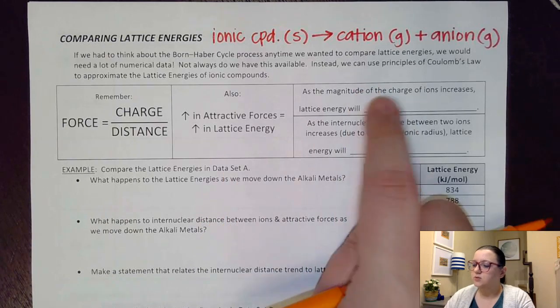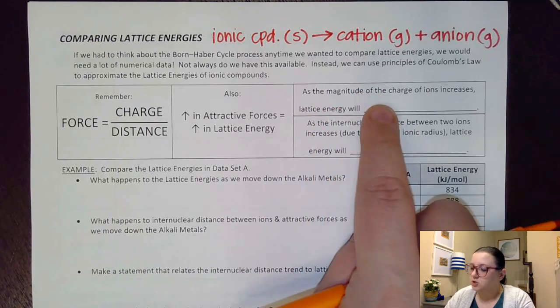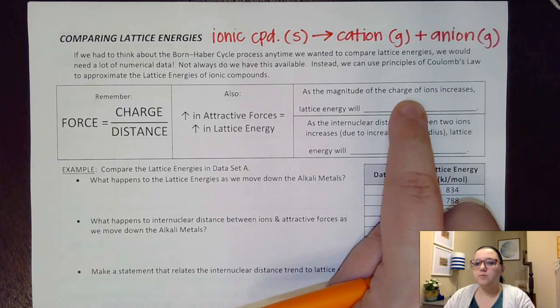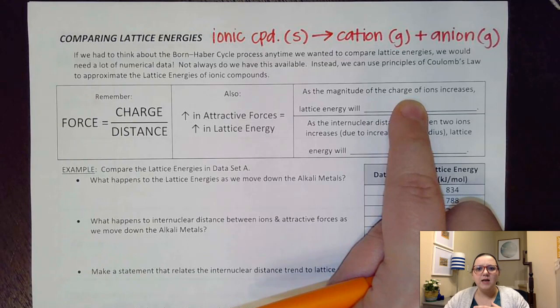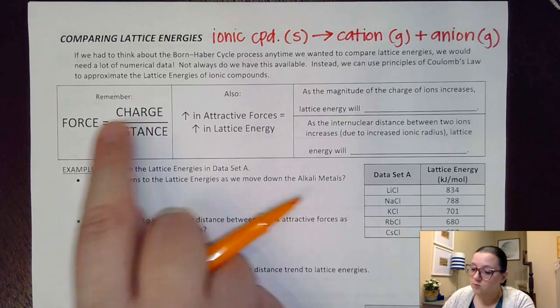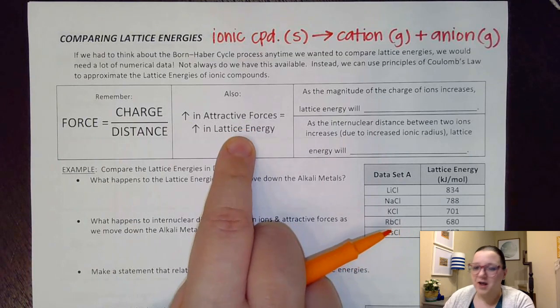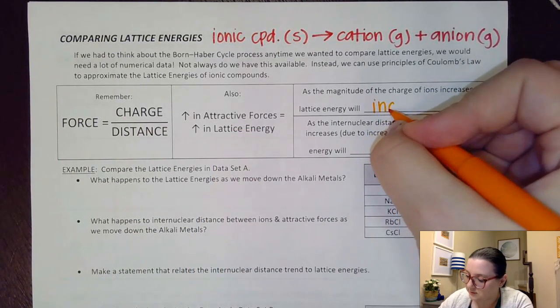So let's look at these two statements here. The first statement says, as the magnitude of the charge of ions increases, meaning as I go from +1 to +2 to +3, or even from -1 to -2 to -3, as that magnitude, that number of the charge increases, forces of attraction go up. And if forces of attraction go up, then look what happens to lattice energy. Our lattice energy will increase.